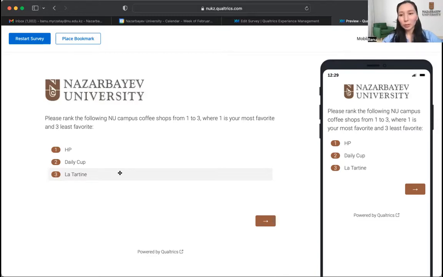And another comment I would like to make is this response option HP. Although most of us did not have a problem understanding what HP means, referring to a health project coffee shop, it might not be clear to everyone. This is an abbreviation, an informal one. For somebody who, for example, lives in the residential blocks, does not come to the main campus a lot, and is not familiar with this abbreviation, this might create confusion.